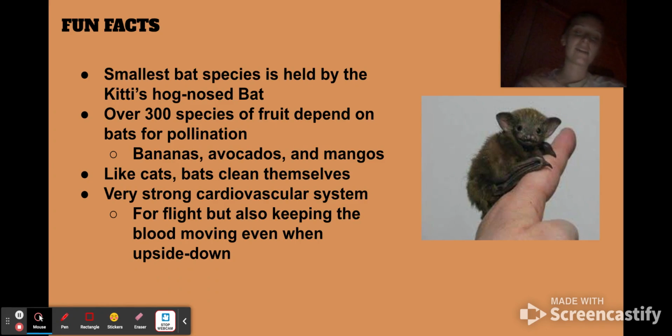And like cats, they clean themselves, which is not only a cleanliness thing, but it helps with parasites. They also have an incredibly strong cardiovascular system, because not only does it have to be able to efficiently help them fly, but it has to be able to keep blood moving strongly even when they're upside down.